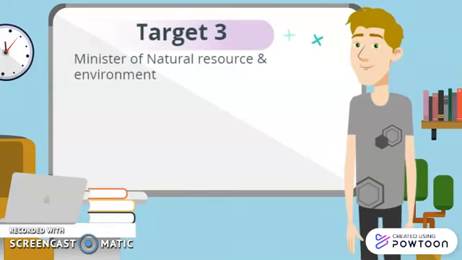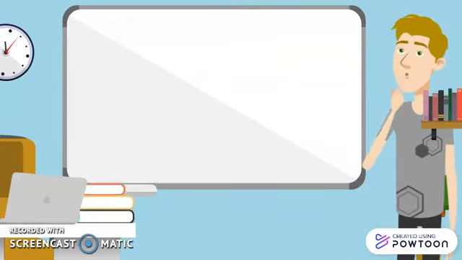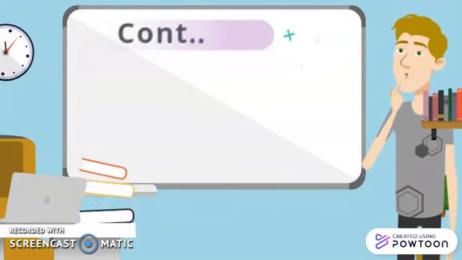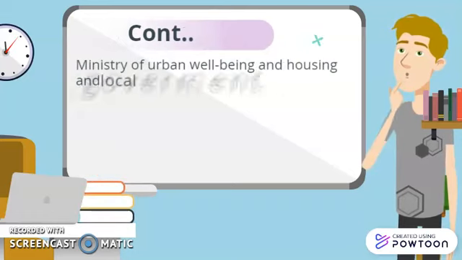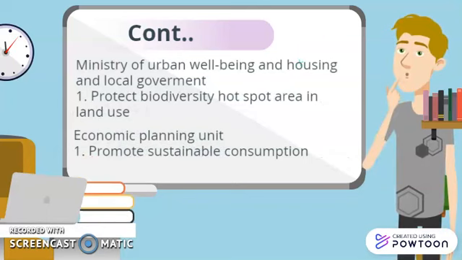Target 3. Minister of Natural Resources and Environment. First, are responsible to embed biodiversity conservation into every level of state development planning. Next, recognize the economic value of biodiversity. Continue. Ministry of Urban Well-being and Housing and Local Government must protect biodiversity hotspot areas in land use. Meanwhile, the economic planning unit in the government is responsible for promoting sustainable consumption.